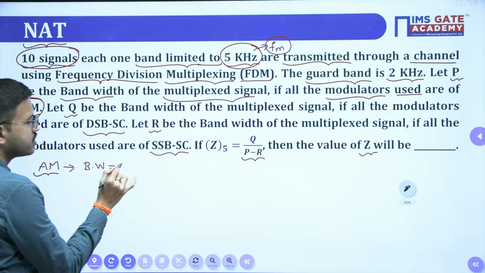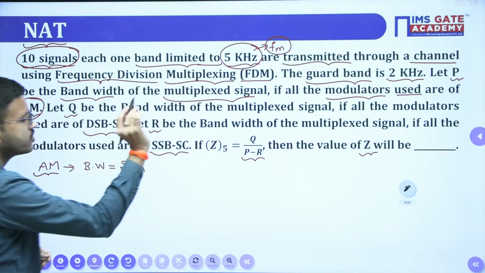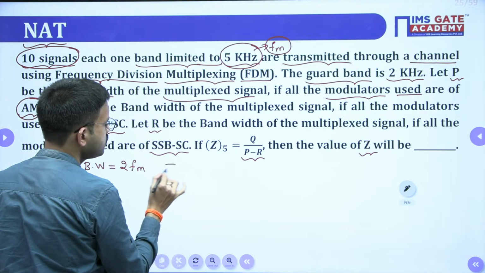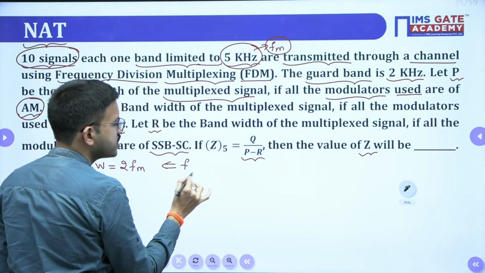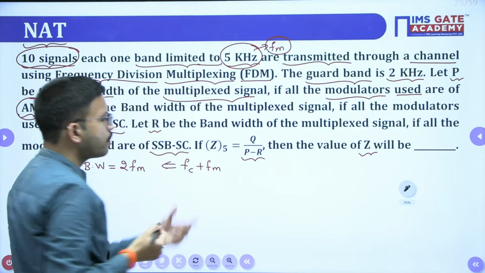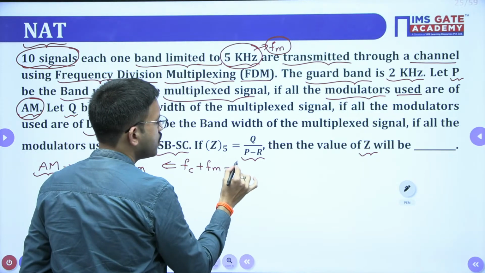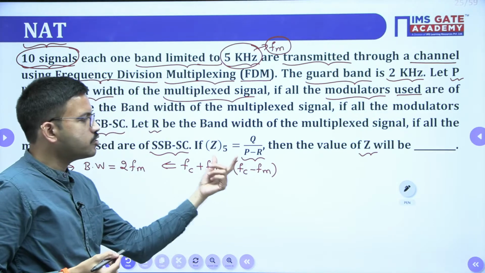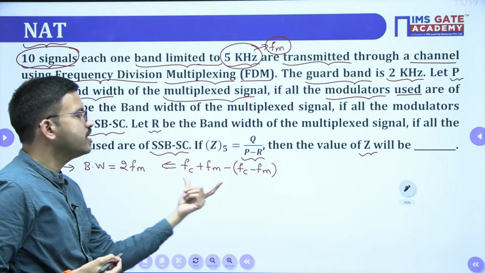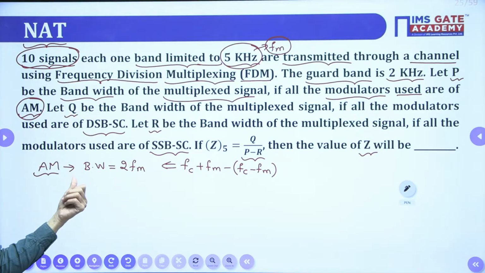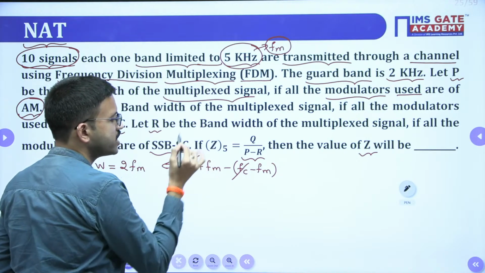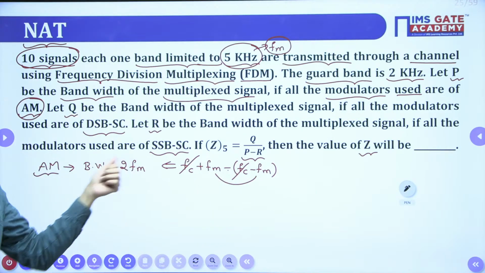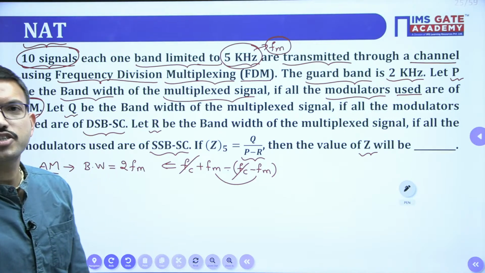It is 2fm. For now, consider only one signal. The upper sideband frequency is fc plus fm, and the lower sideband frequency is fc minus fm. If you subtract the lower frequency component from the higher one, that range of frequencies is the bandwidth. Here fc and fc get cancelled, minus of minus is plus, so fm plus fm is 2fm. Yes, very good, Tushar, Rohit.